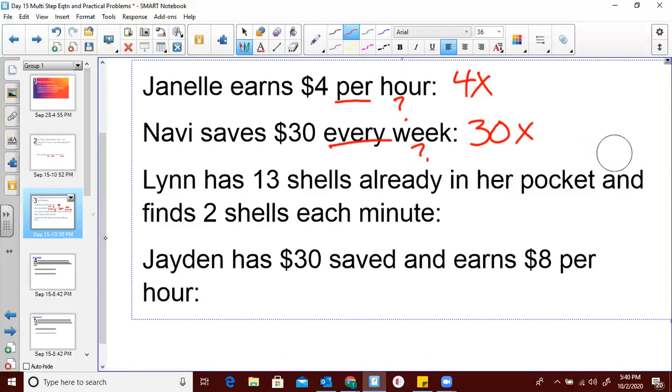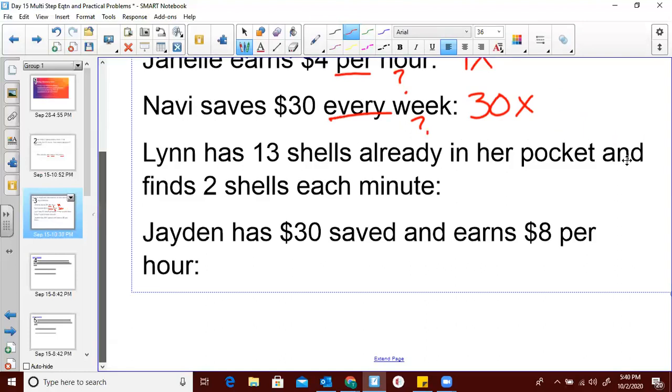All right. So Lynn has 13 shells already in her pocket and finds 2 shells each minute. So I'm going to say two shells each minute. But she already has 13 in her pocket. These 13 shells you can't take away from her. They're in her pocket. They're locked up safe. So if I want to know what her total shells are after 10 minutes or 1 minute, I need to make sure I remember to add back in those 13 shells.